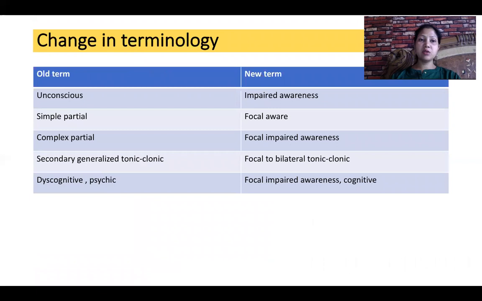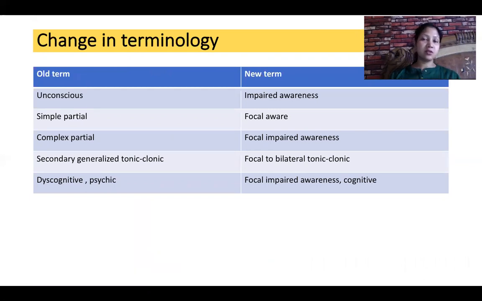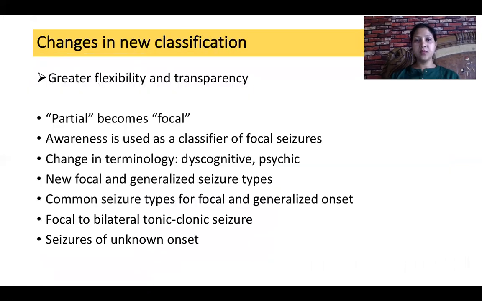So the change in terminology is: unconscious has become impaired awareness, simple partial has become focal aware, complex partial has become focal impaired awareness, secondary generalized tonic-clonic is not there, it has become focal to bilateral tonic-clonic. Dyscognitive or psychic word has become obsolete and it is now focal impaired awareness with cognitive phenotype, cognitive non-motor onset. So it provides greater flexibility and transparency. The correct use of terms is very important for the seizure type. This is a list of changes in this new classification system.